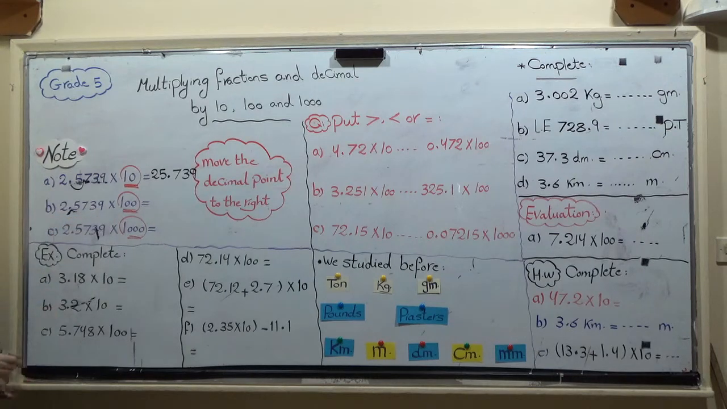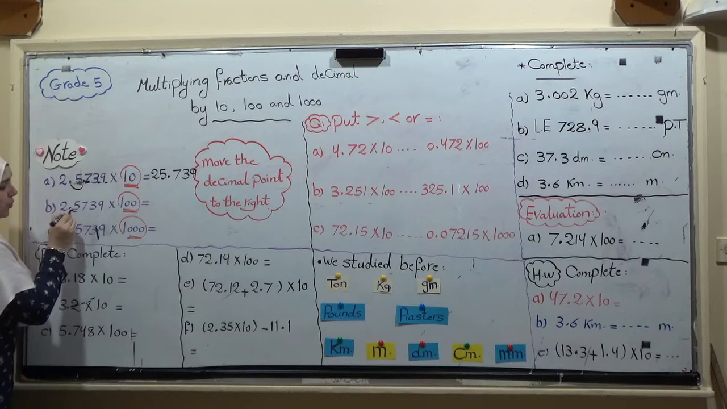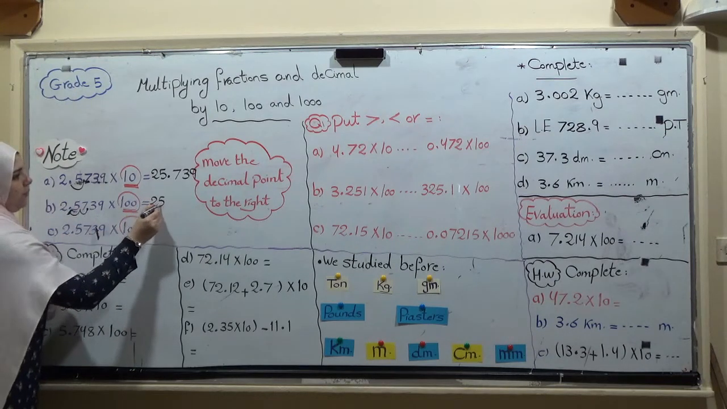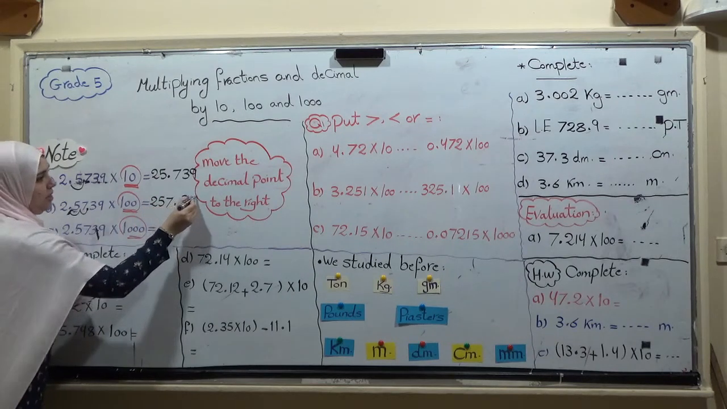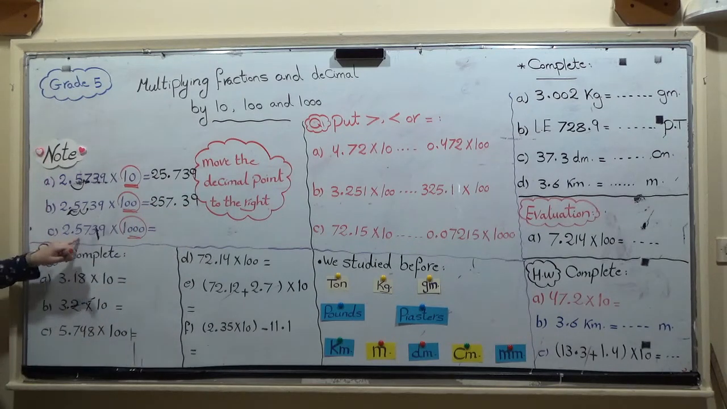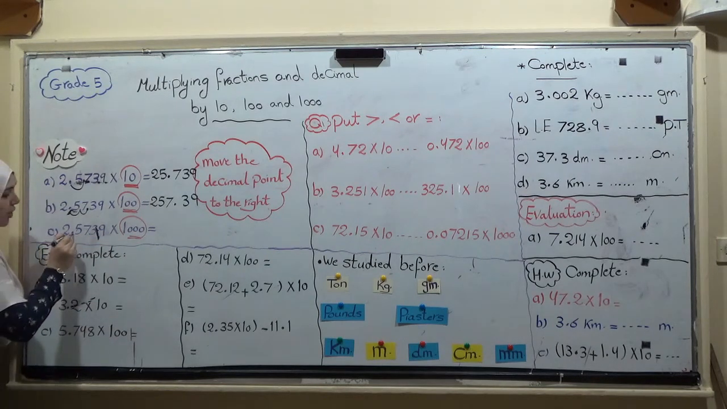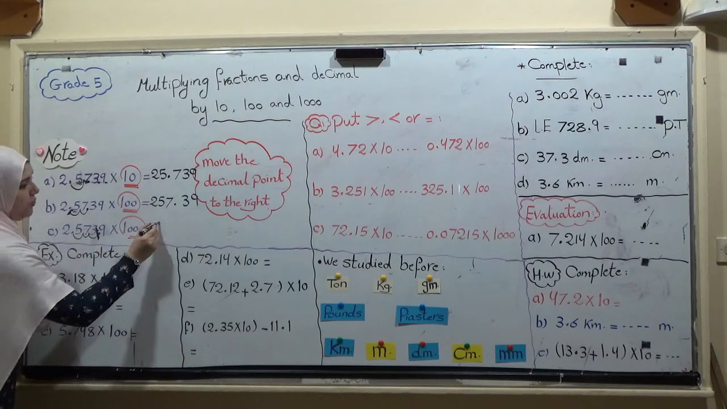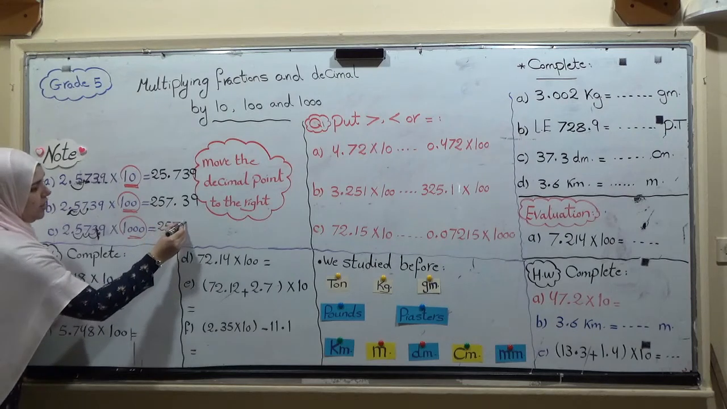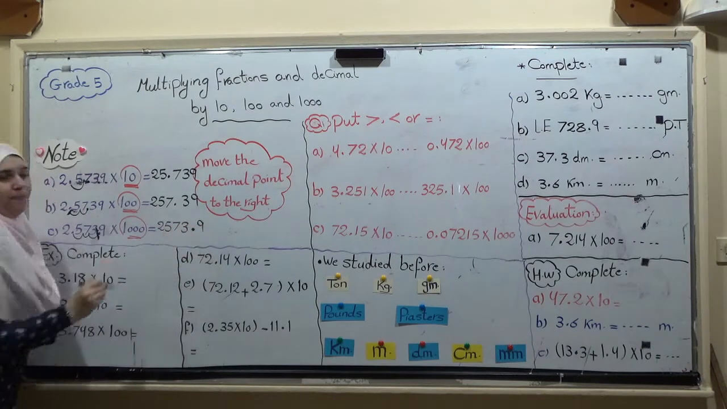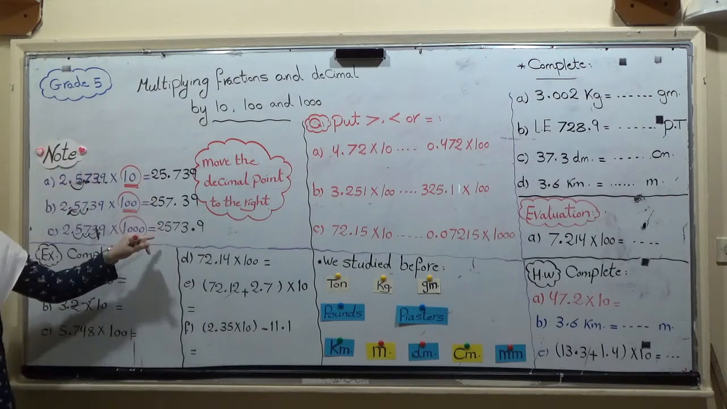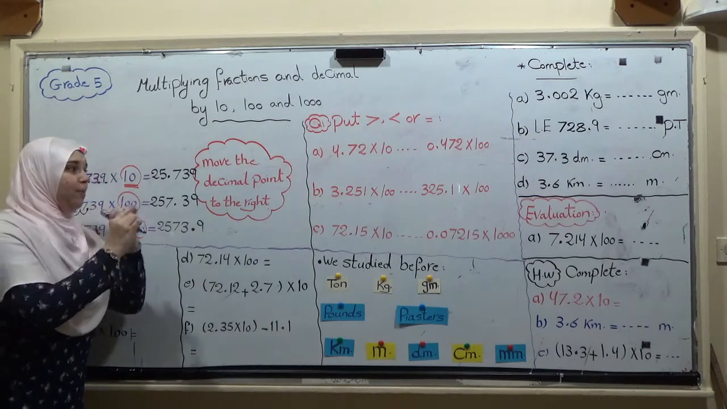2.5739 multiplied by 100. Move the decimal point 2 digits to the right. 1, 2. Put the decimal point here. 257.39. 2.5739 multiplied by 1000. Move the decimal point 3 digits to the right. 1, 2, 3. Put the decimal point here. 2, 5, 7, 3.9.